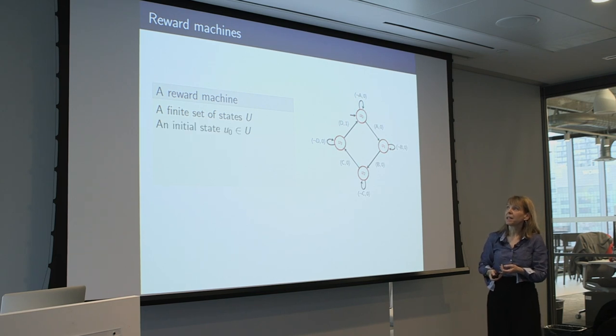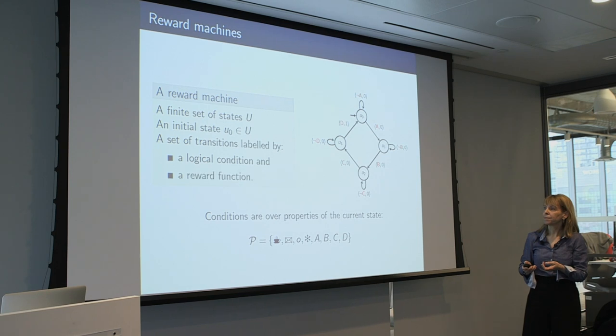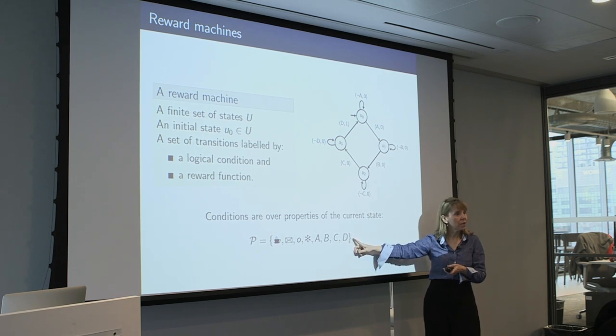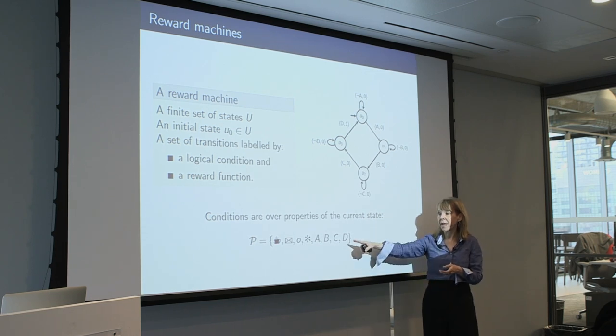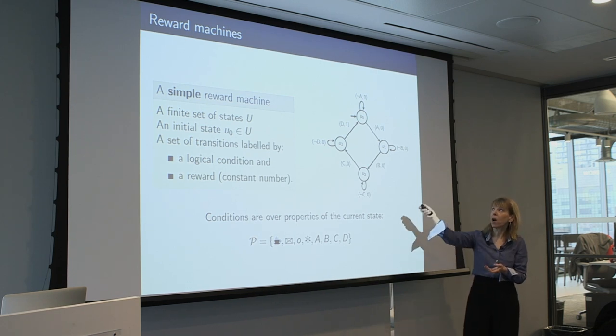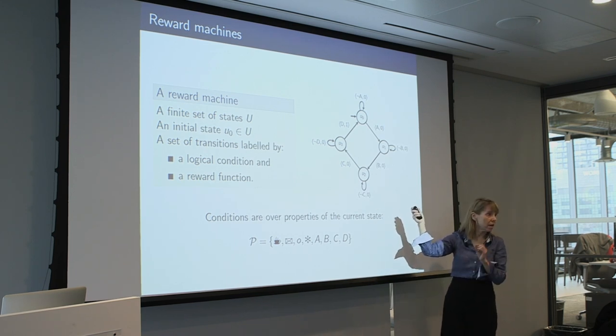So a finite set of states, an initial state, U0, again over that vocabulary, and a set of transitions that transition you between the states, and those are labeled by a logical condition and a reward function. The logical conditions are described over properties of the current state. In this particular example, the logical conditions that allow us to transition through the reward function are whether the agent is at A, B, C, or D, whether it's at a piece of furniture, the office, at one of the mail slots, or so on. For the purposes of this talk, I'm just going to talk about simple reward machines, where the reward function is just a constant number, but I wanted to emphasize that this can be an arbitrary function on the label rather than just a constant value.